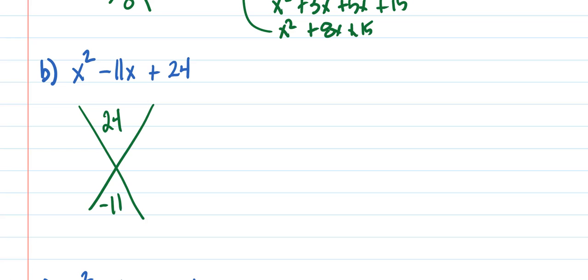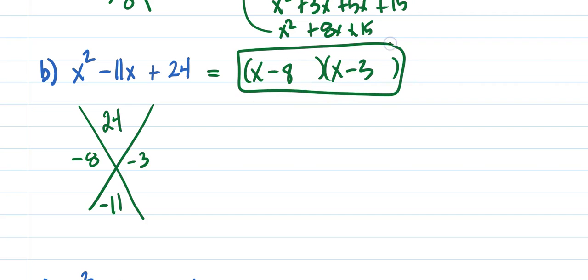So what do you think they might be? Yeah, hopefully you saw that. That was negative 8 and a negative 3, right? Negative 8 times negative 3 is a positive 24, but when I add them together, I get negative 11. So therefore, this whole thing factors to a product of two binomials as x minus 8 and x minus 3. So this is the answer that we're looking for on that one.